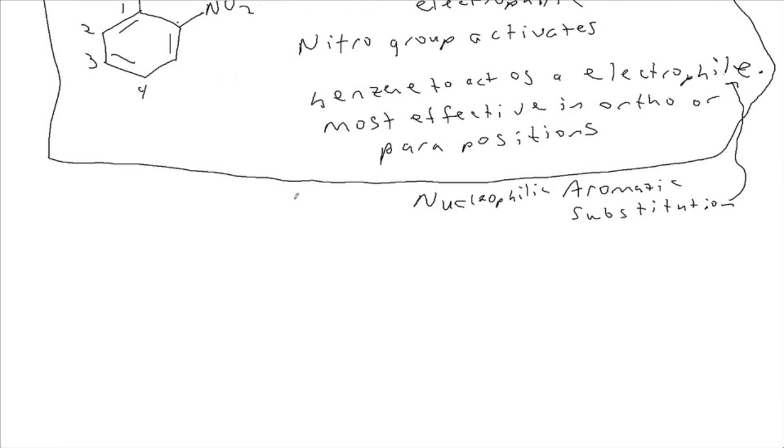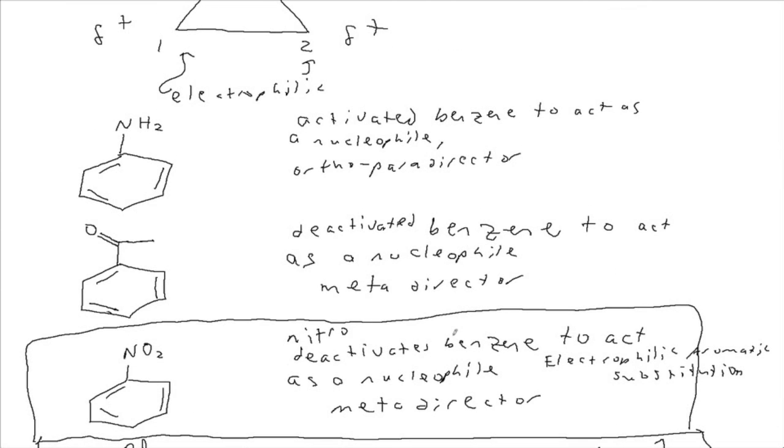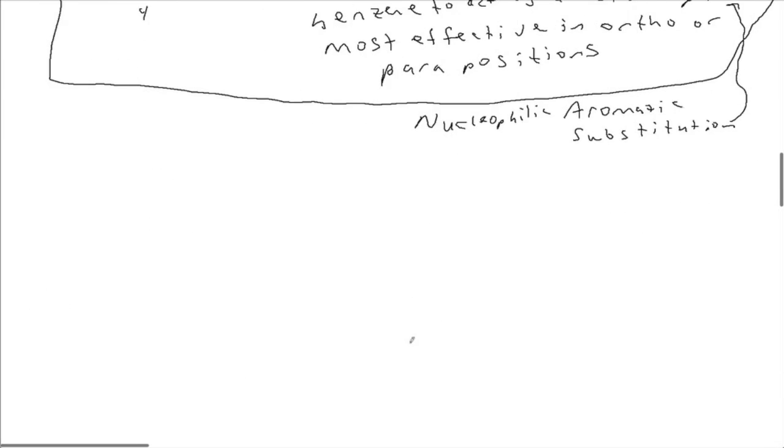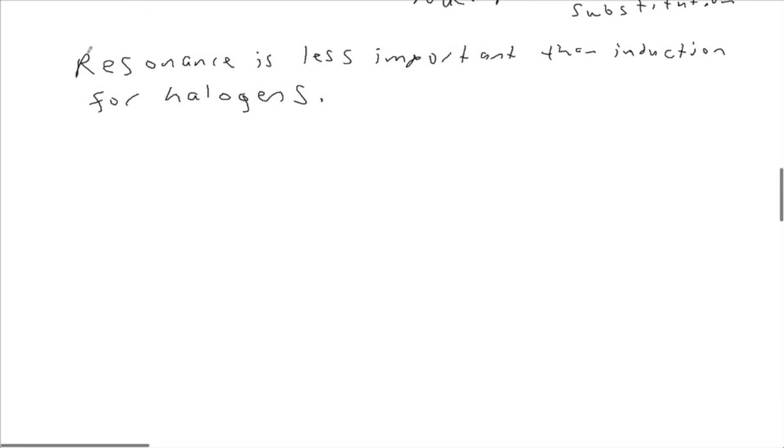Okay. All right. So basically, we got a head start on one of the more important topics in the second semester, which is electrophilic aromatic substitution. That was the main thing for us to look at here. Okay. Let's see. If there's a conflict between resonance and induction, who usually wins? Resonance. Good. Maybe I should give you one exception to that. There's always an exception. Here's our exception. Resonance is less important than induction for halogens.